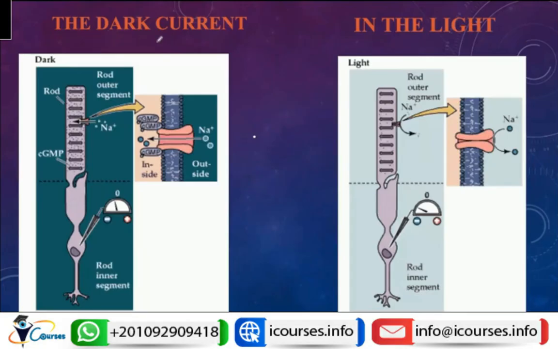So let's see what happens in the dark and what happens in the light. In the dark, there is mild negativity of the rod membrane. As you can see here, this is the rod inner segment, and this is the zero. So this is slightly negative, about minus 40 millivolts. This occurs because in the dark, there is a cyclic GMP-gated channel which is open, allowing sodium to enter the cell. Since the sodium, which is positively charged, enters inside the rods, the cell is mildly negative, or slightly depolarized.